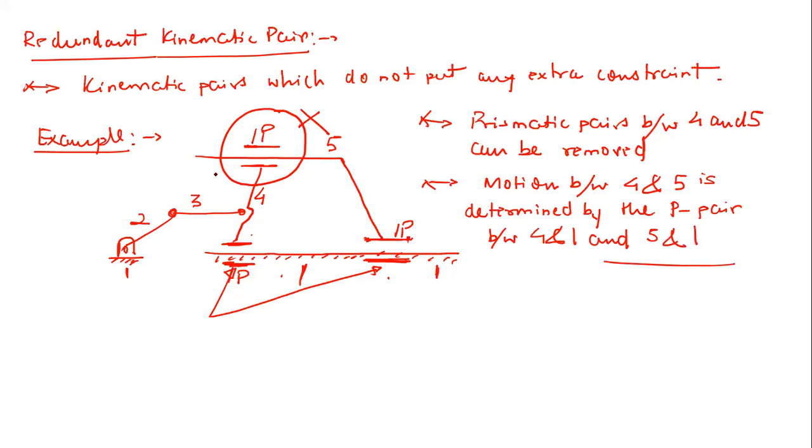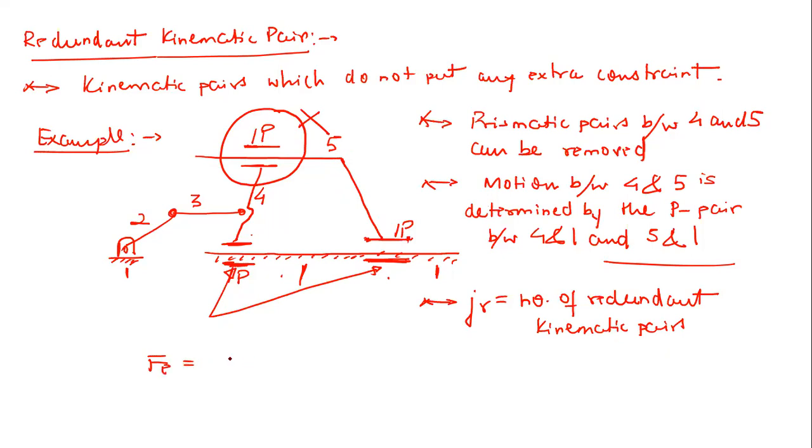So now this prismatic pair is referred to as a redundant prismatic pair. Again, if you take the Kutzbach criterion and calculate the degree of freedom of this mechanism, you will get a different value. So you need to modify the equation. Let us say JR is the number of redundant kinematic pairs.